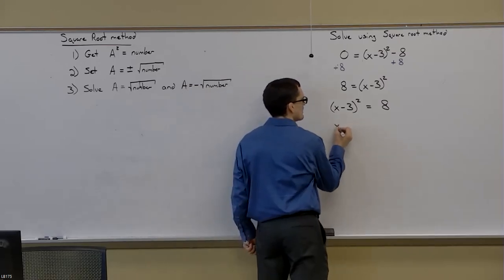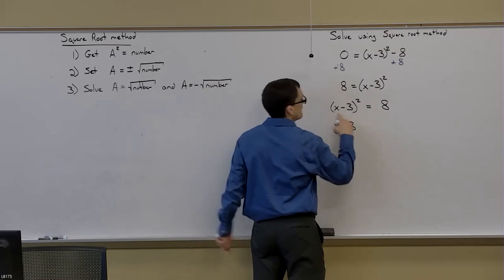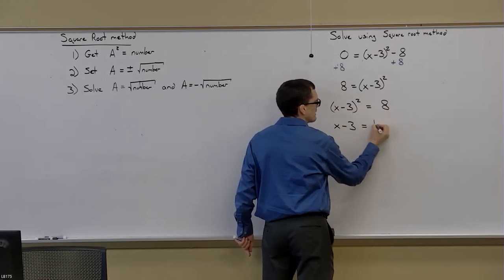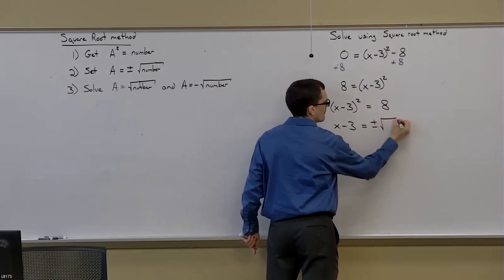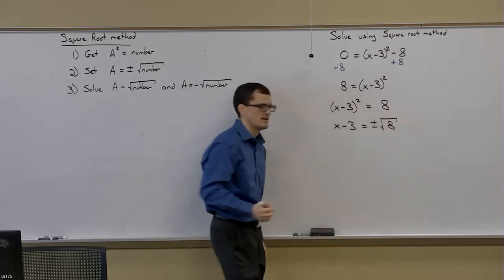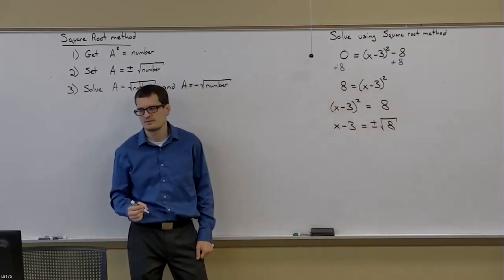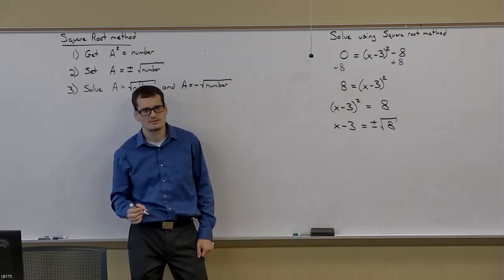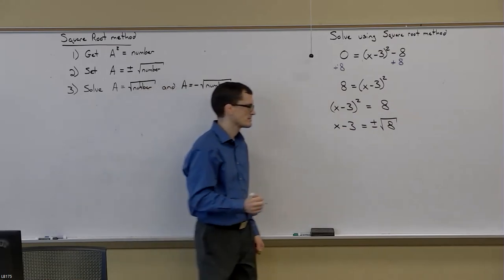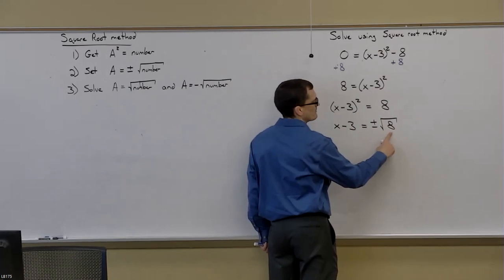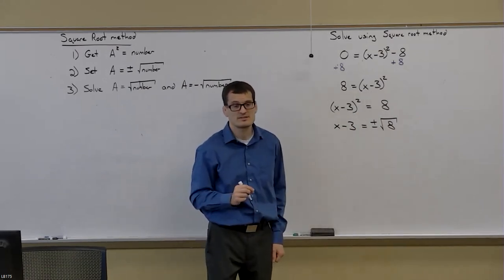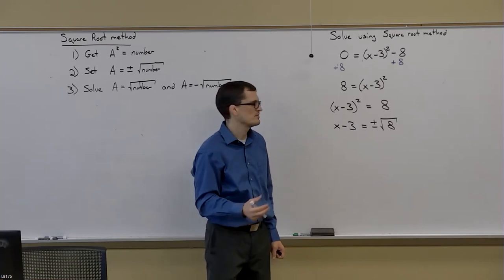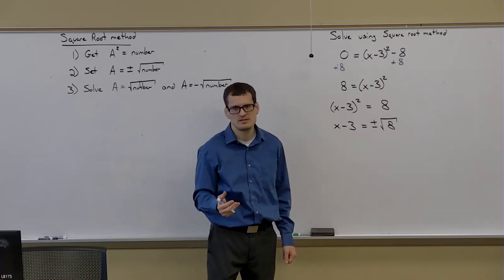And what we're going to do now, something squared is equal to a number. I'm going to say that something could either be the positive or the negative of the square root of 8. Now, the square root of 8 is not a rational number. It's an irrational number. You could simplify it as 2 root 2 if you wanted to.